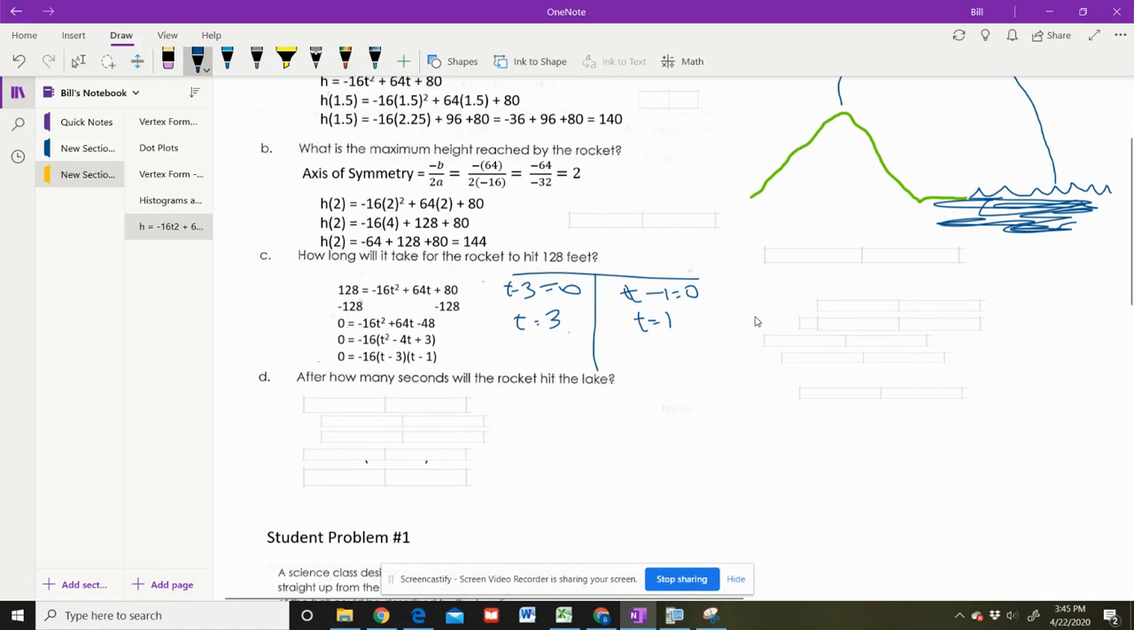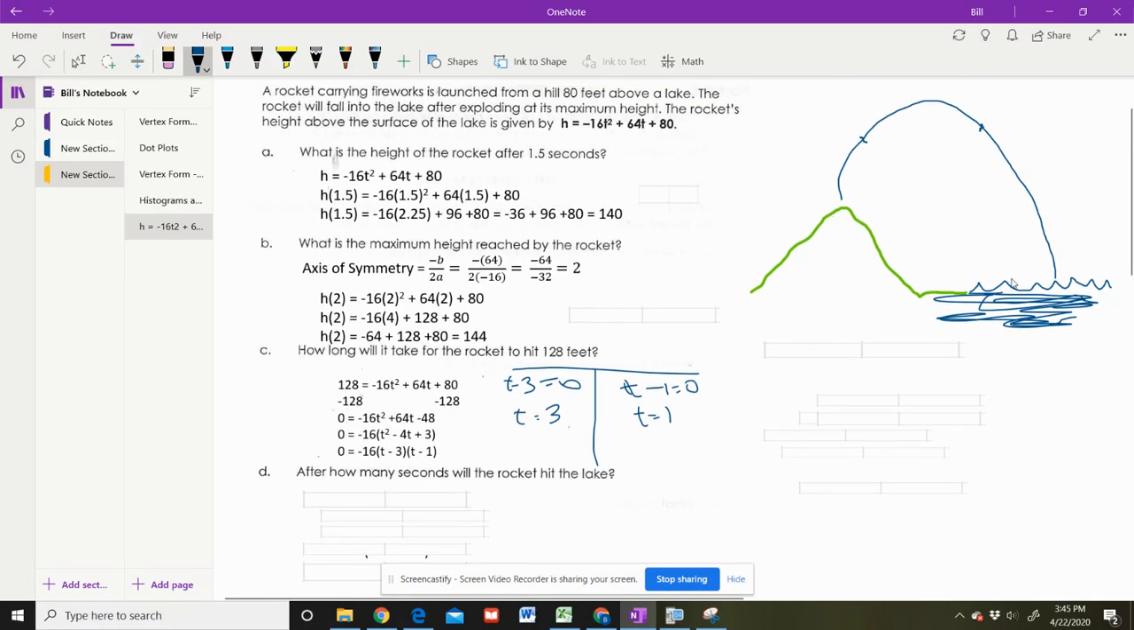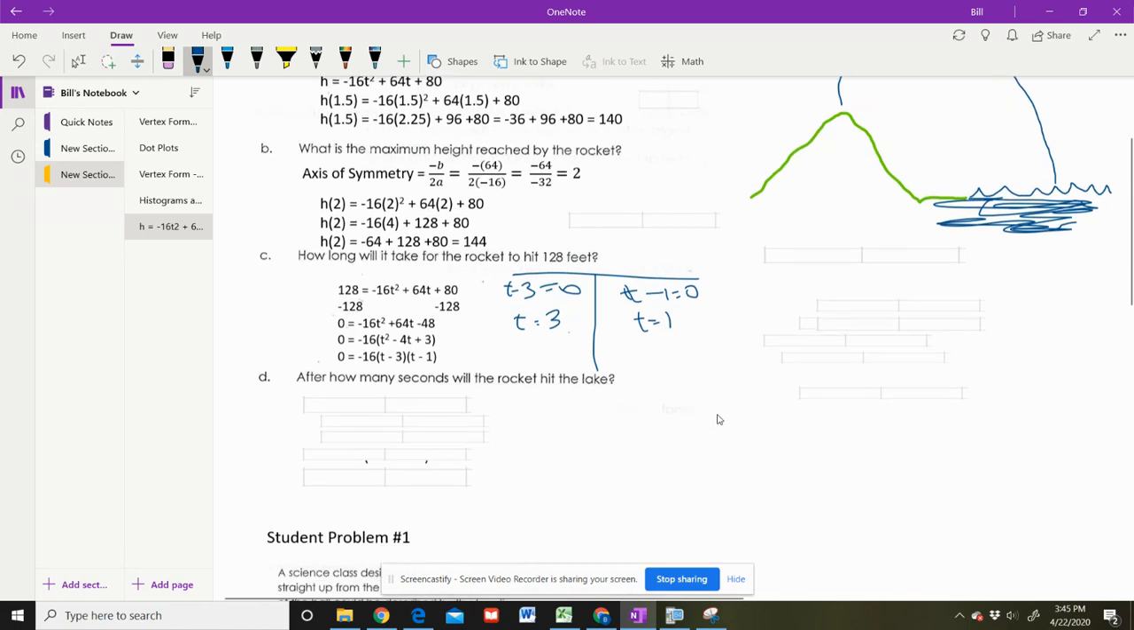And then they want to know, okay, how long did this total journey take, right? To go all the way from the top of the hill at 80 feet all the way down to 0 feet where it crashes into the lake. So how many seconds will it take the rocket to hit the lake? So again, we're looking for our roots, our x-intercept. So we're going to have it just set equal to 0, right?